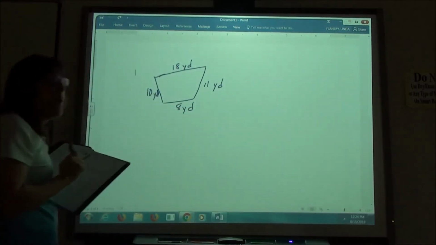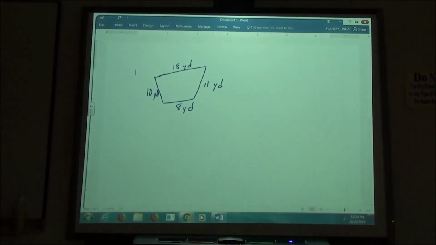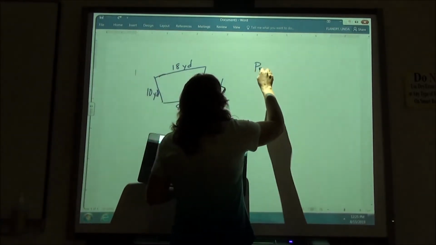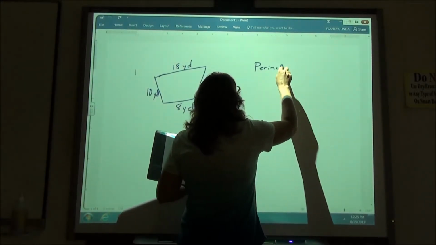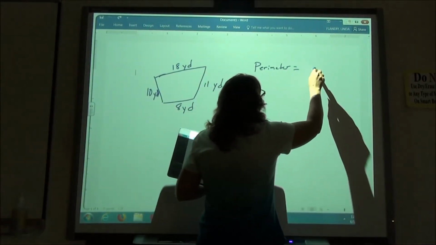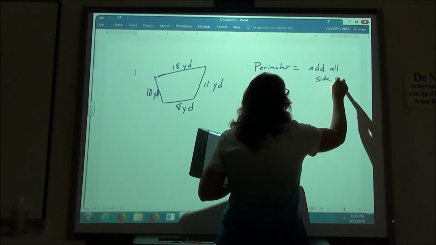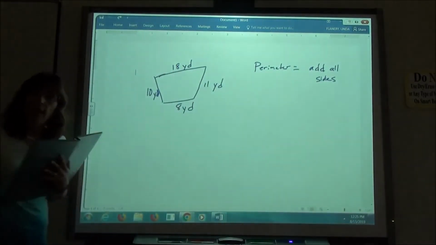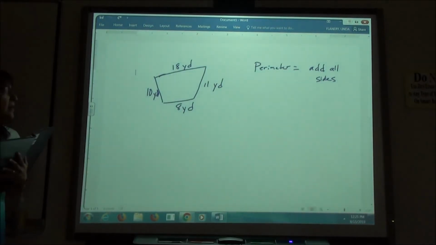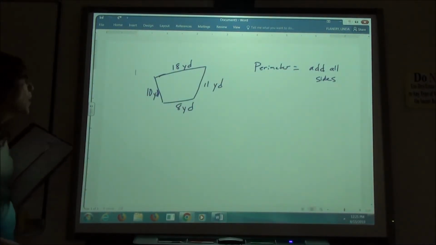So if we have a polygon that is not a regular polygon, like a square would be a regular polygon because all the sides are the same, when I find the perimeter, I have no shortcut. I have to just add all the sides. So if it's just a crazy shape, none of the sides are the same, you just add them all up.